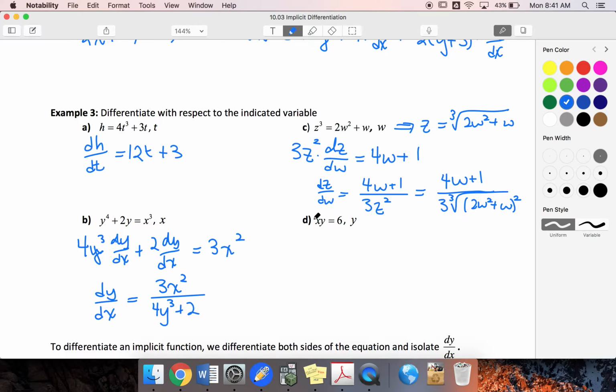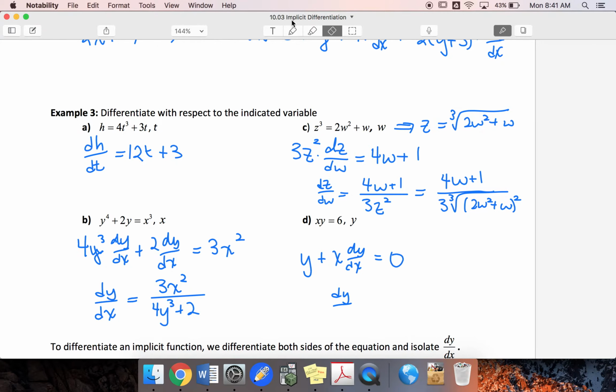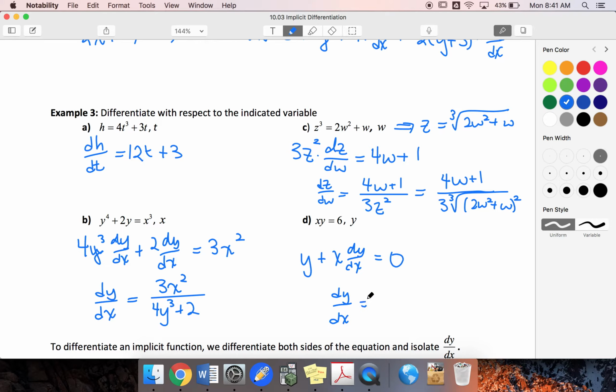This case here, I can use the product rule. So that's going to be 1 times y plus x dy/dx equals the derivative of 6 with respect to x, which is 0. So now dy/dx is going to be negative y divided by x. And then I could go ahead and substitute for the y as 6 over x. So I'll get negative 6 over x squared. Notice if I had done this explicitly, y would be equal to 6 over x. The derivative of that is the same thing.